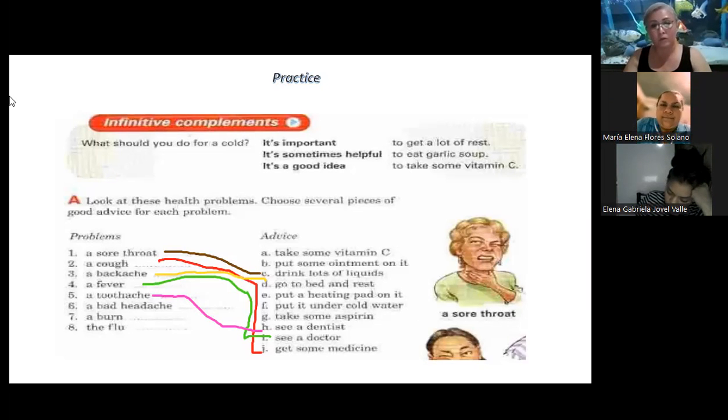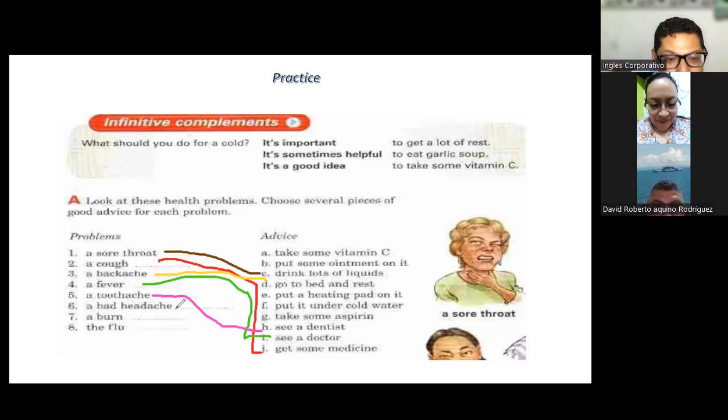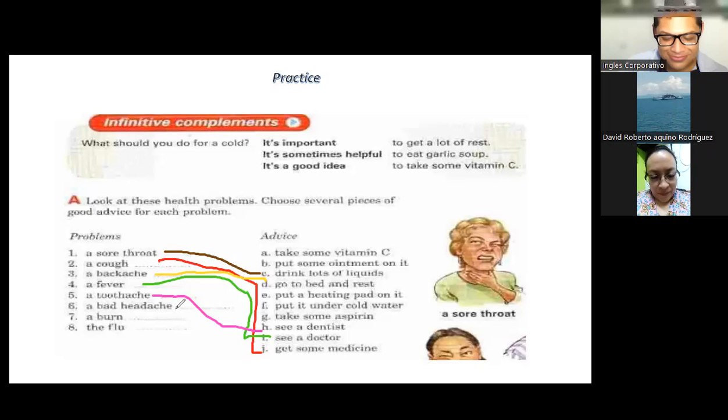Okay, so let's see. What about a bad headache? Letter G. Letter G. Take some aspirin. Yes, take some aspirin, could be good because you don't feel good.